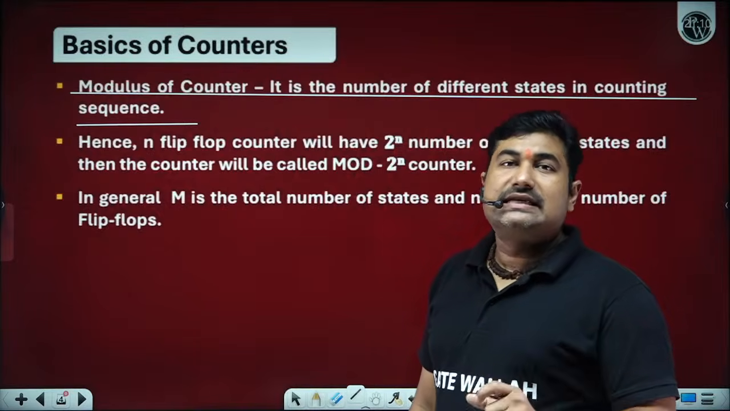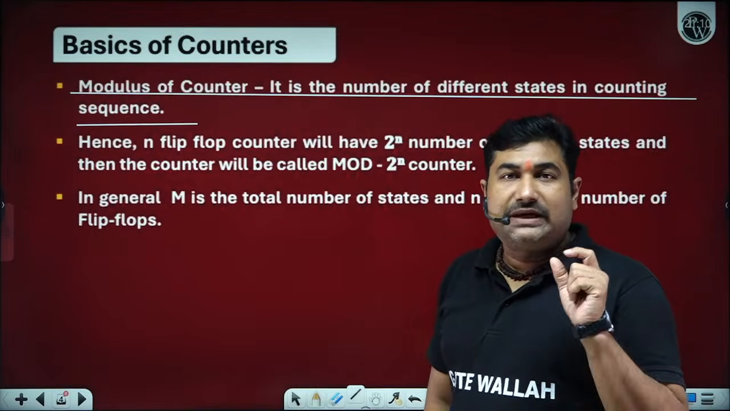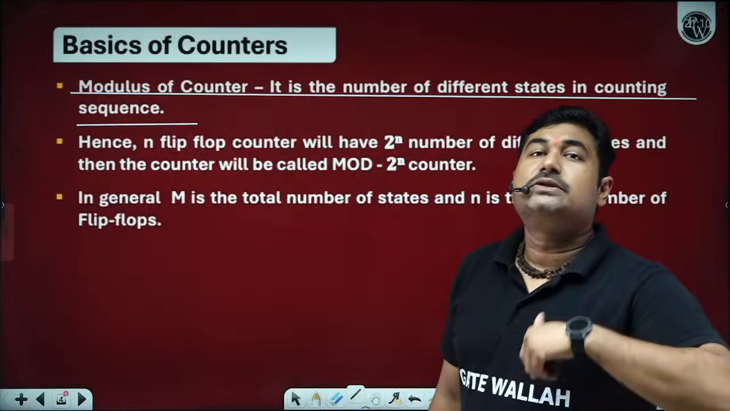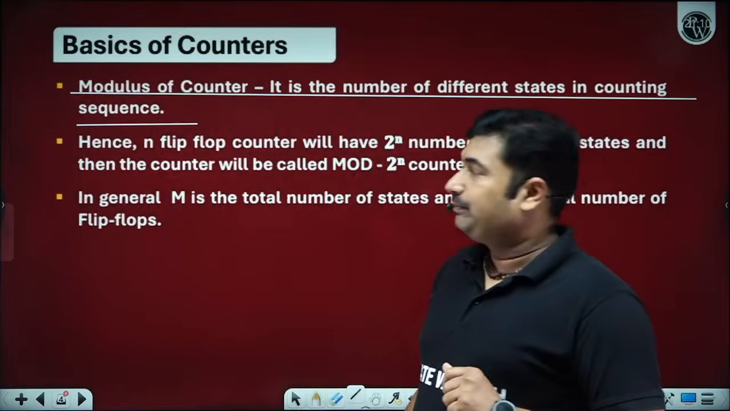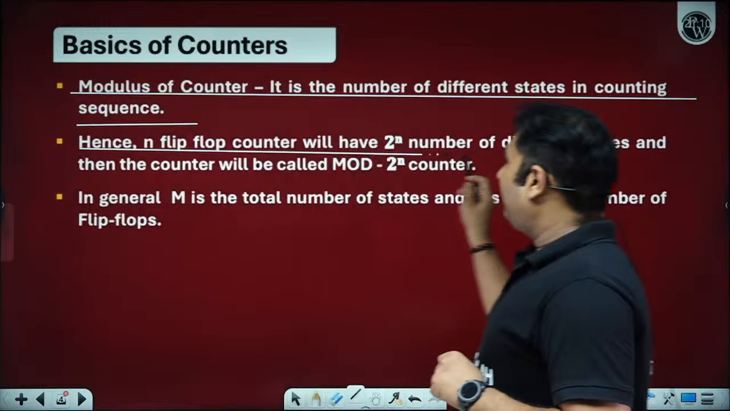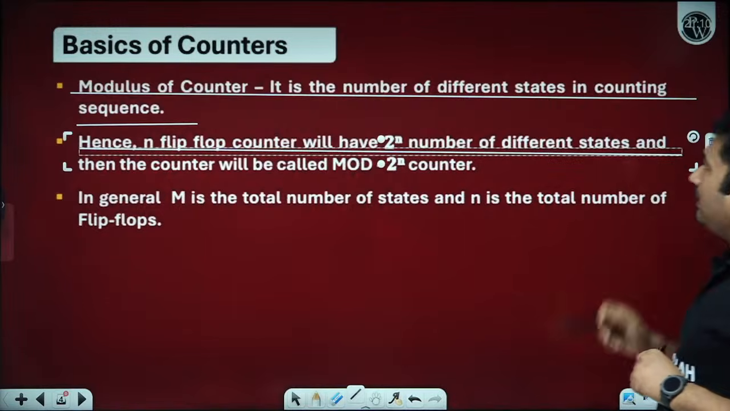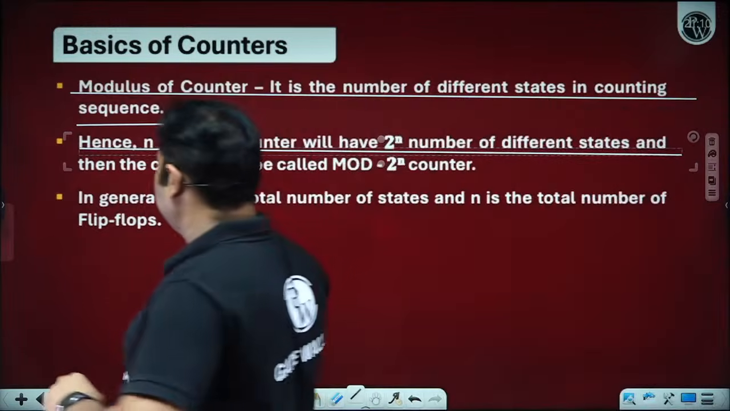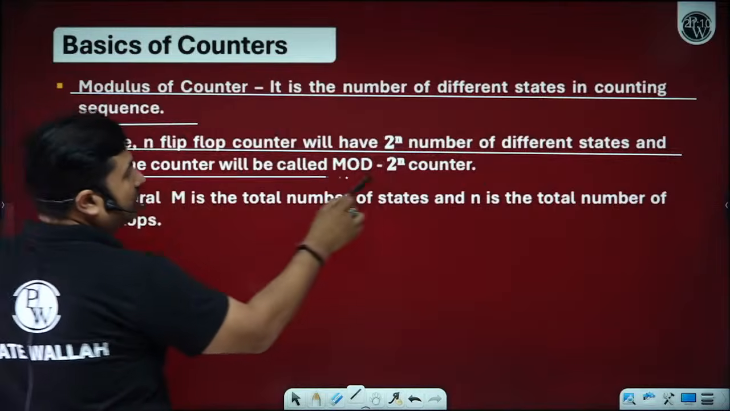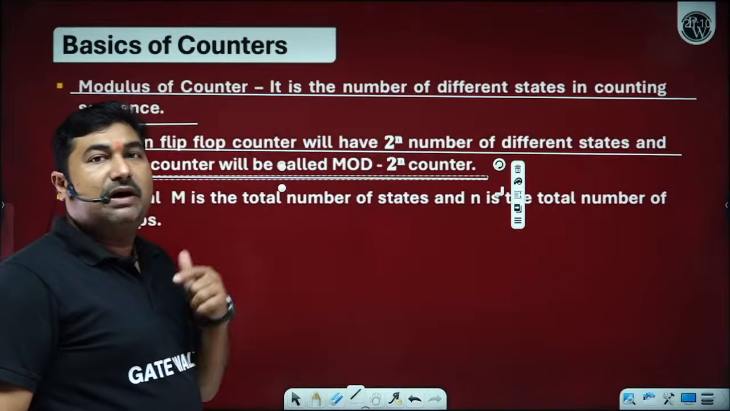In short, you can say the number of different states obtained in a counter is called the mod count of the counter. With n flip flops, a counter will have 2 to the power n different states. Then the counter will be called a mod 2 to the power n counter.